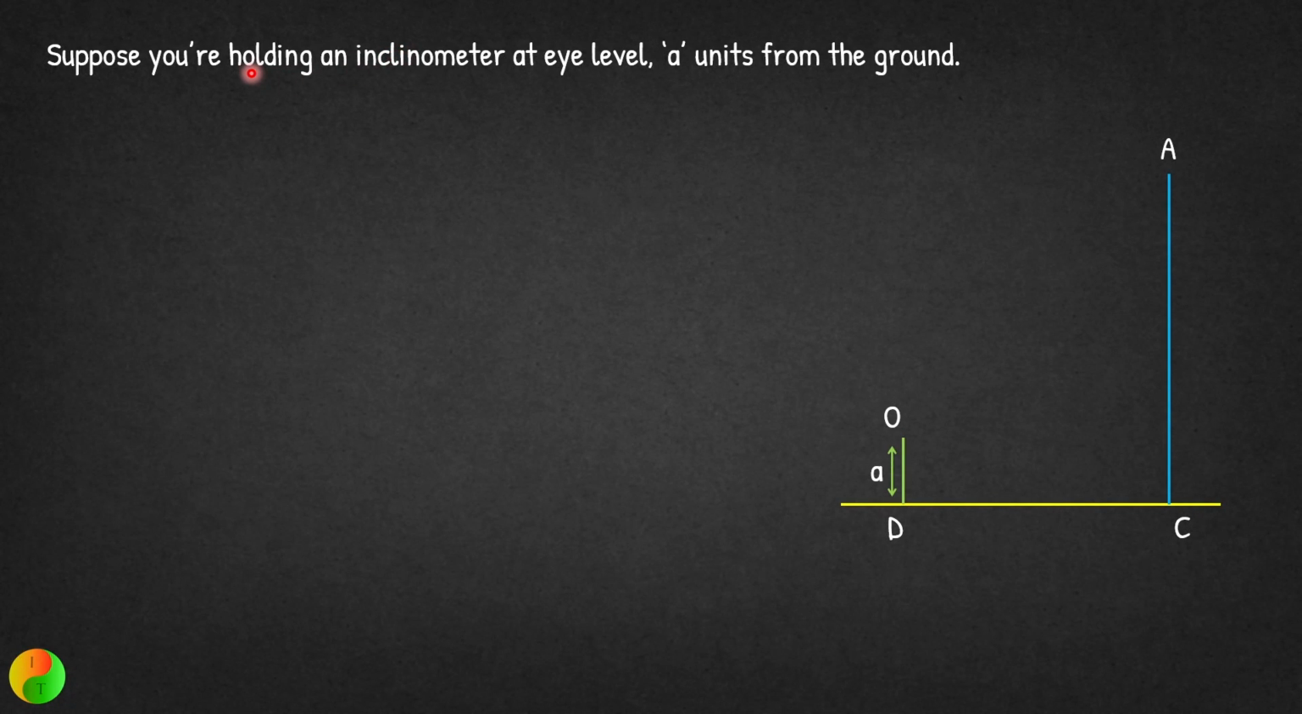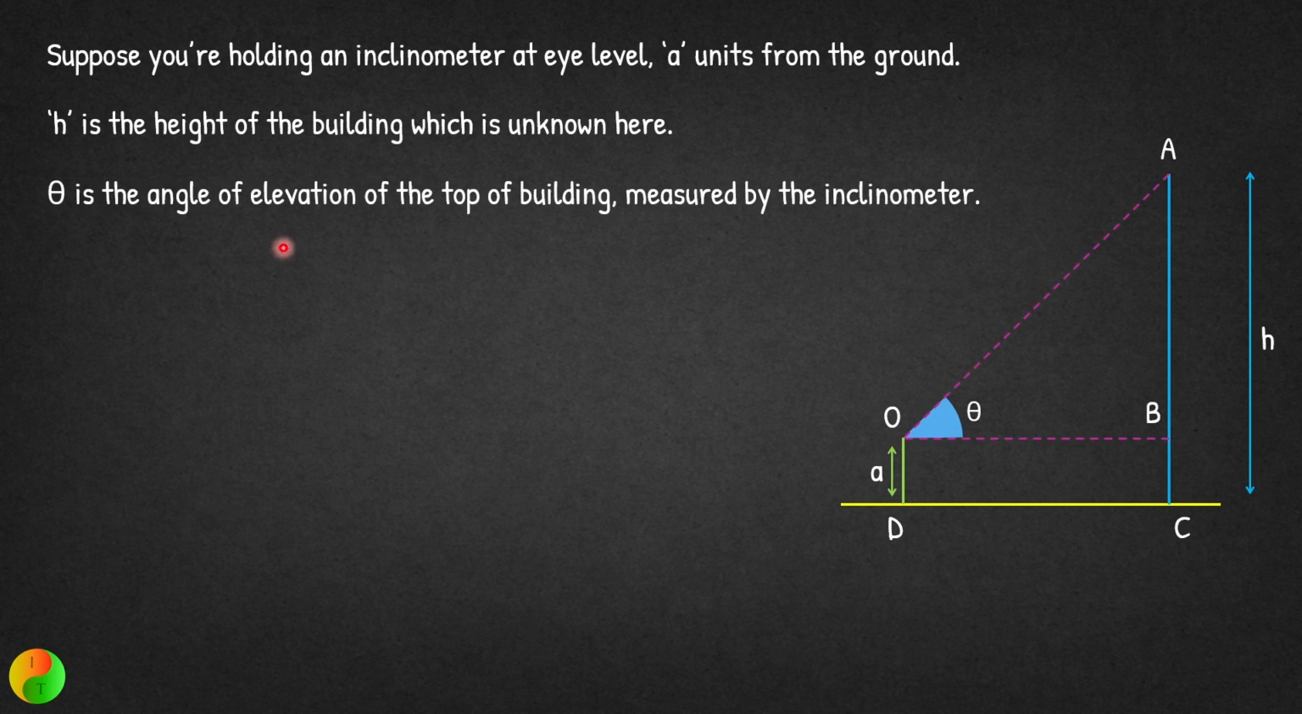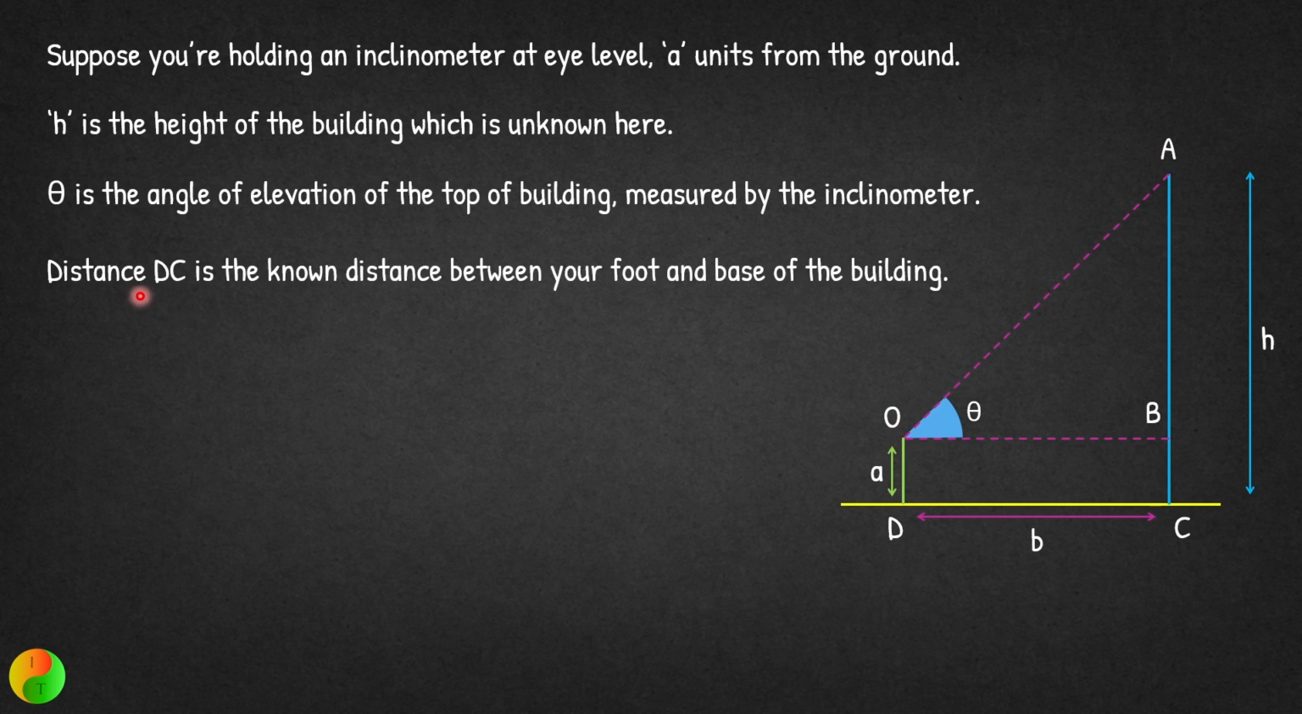So now suppose you are holding an inclinometer at an eye level of A units from the ground. H is the height of the building, which is unknown here, and theta is the angle of elevation of the top of the building measured by the inclinometer. Distance DC is the known distance between your foot and the base of the building. So using basic geometry we can mark these lengths as well.